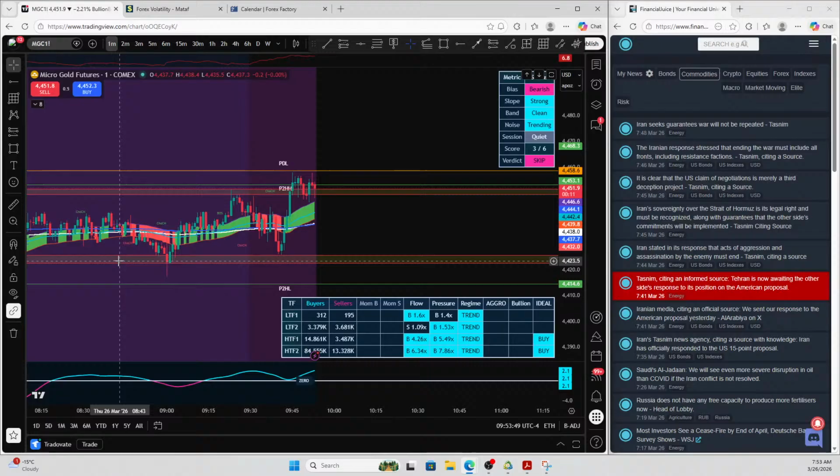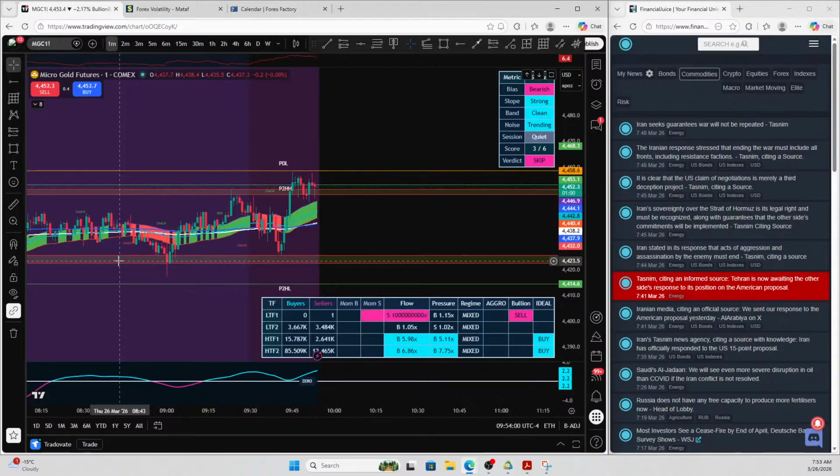So yeah, these are some of the things you guys need to keep in mind when you're trading, because if you can decide your direction, then it becomes easier to take trades. Let's wait.